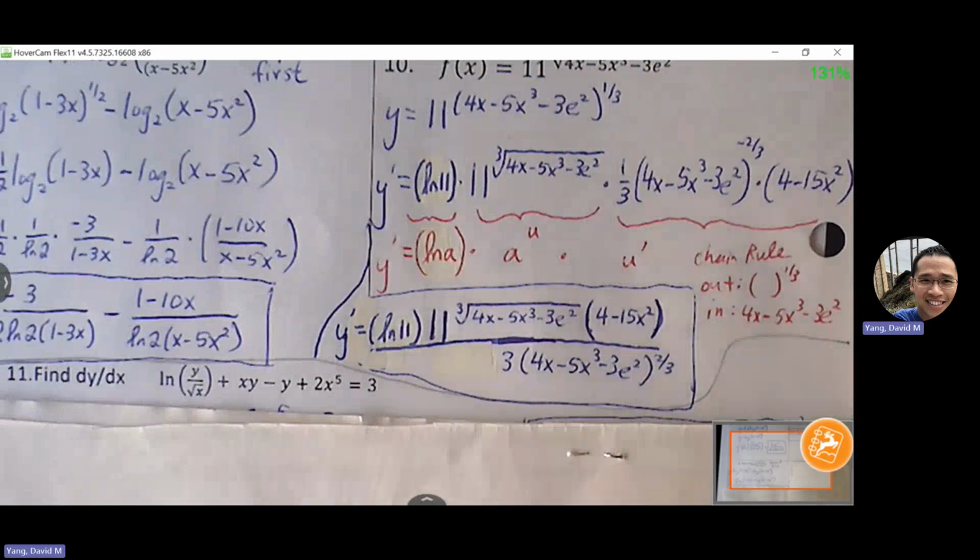Okay, number 11. We're asked to find the derivative. What is involved here? Implicit, because you see y is all over the place.